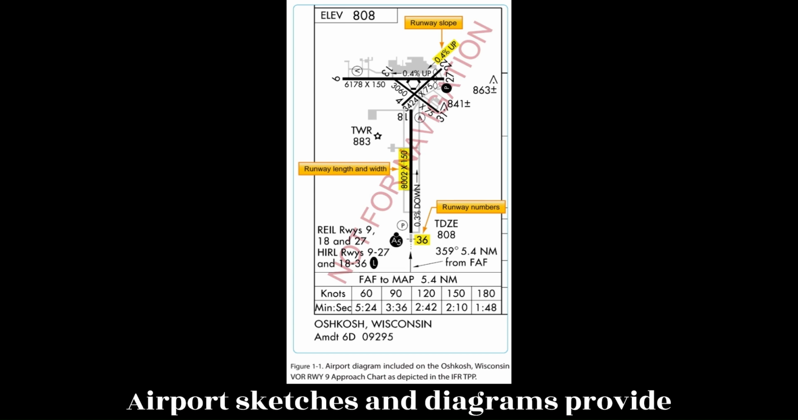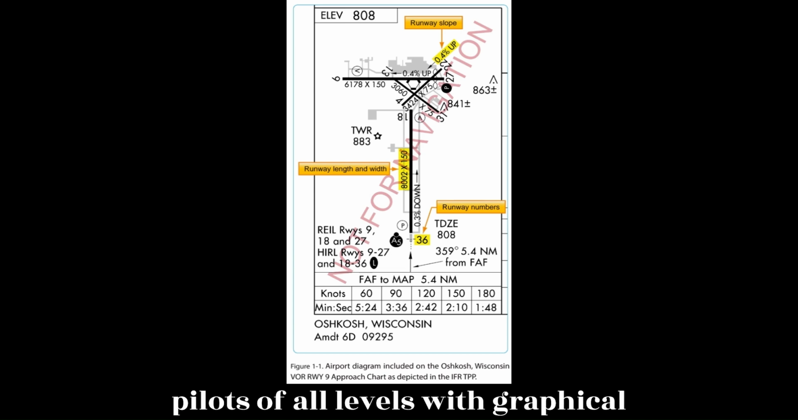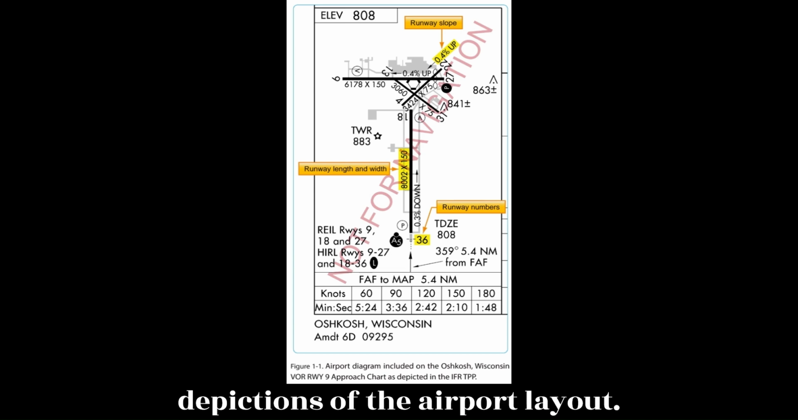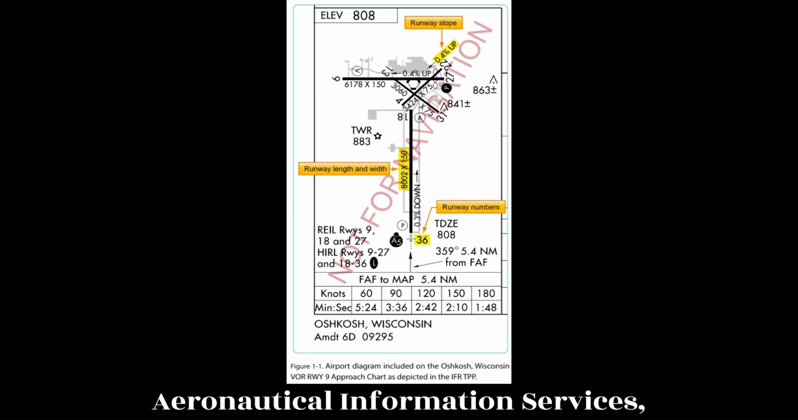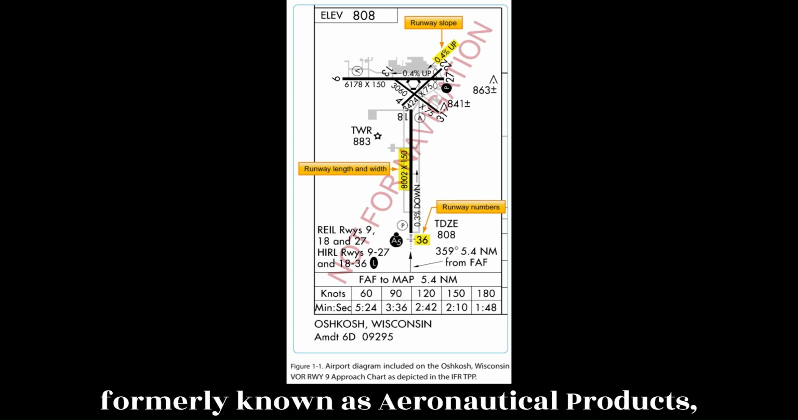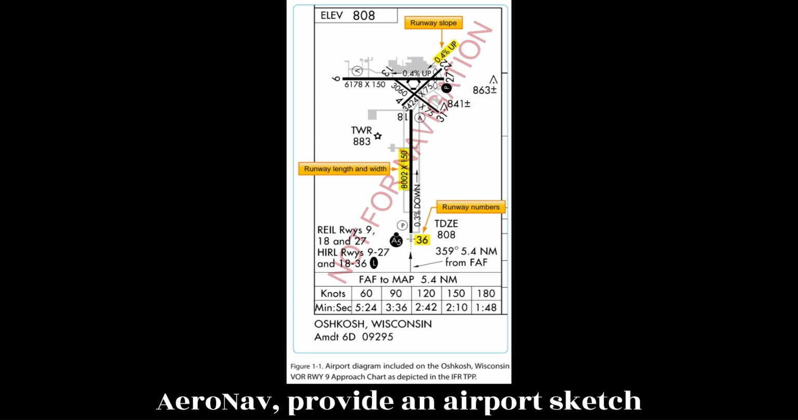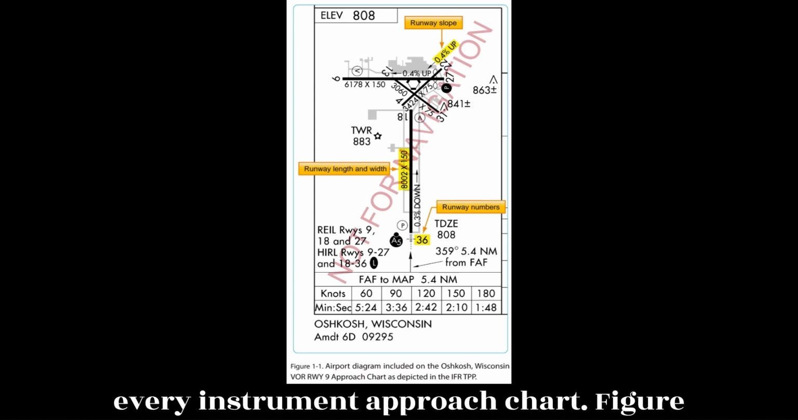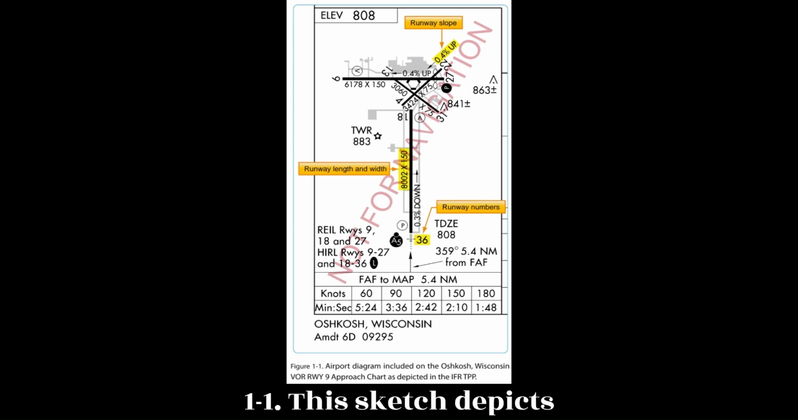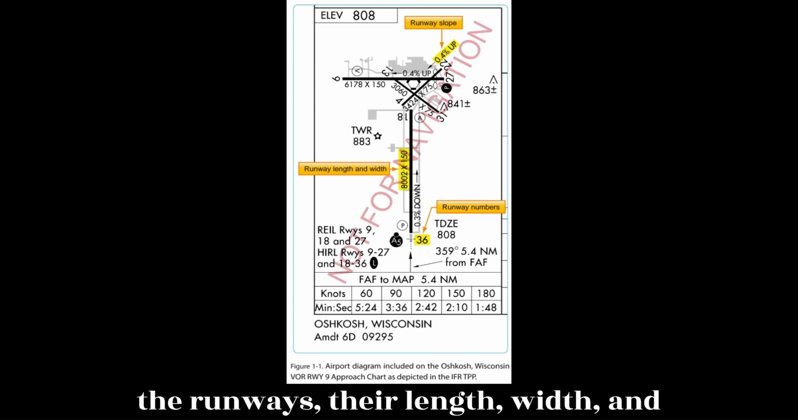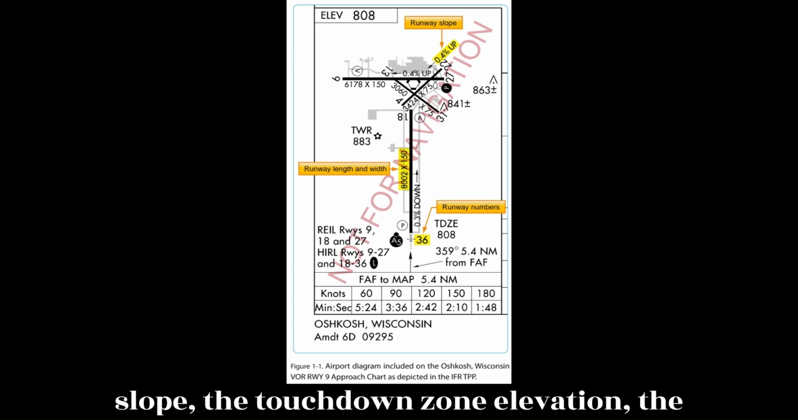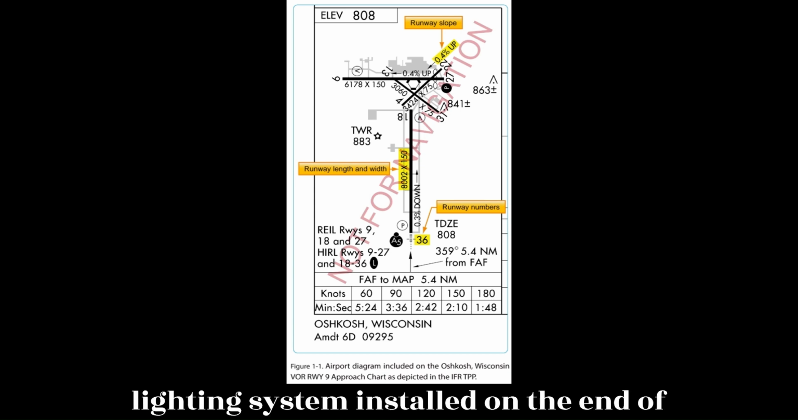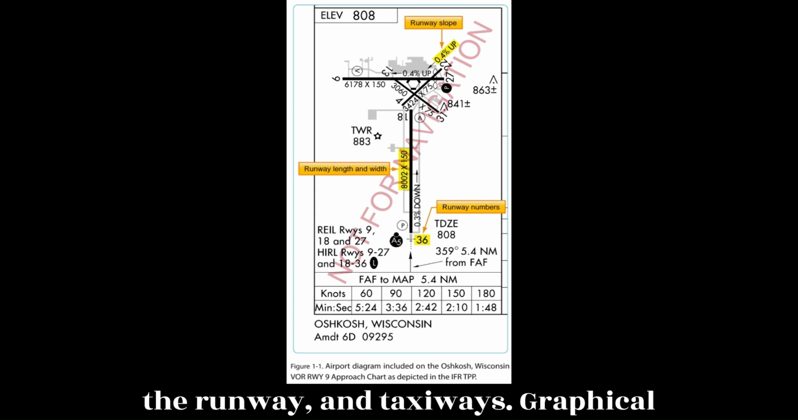Airport sketches and diagrams provide pilots of all levels with graphical depictions of the airport layout. Aeronautical Information Services, formerly known as Aeronautical Products, RNAV, provide an airport sketch on the lower left or right portion of every instrument approach chart, Figure 1.1. This sketch depicts the runways, their length, width and slope, the touchdown zone elevation, the lighting system installed on the end of the runway, and taxiways.